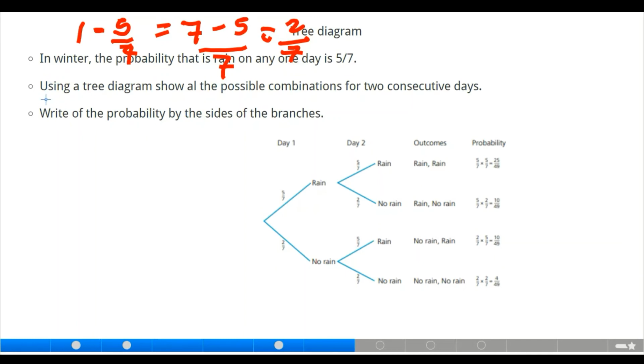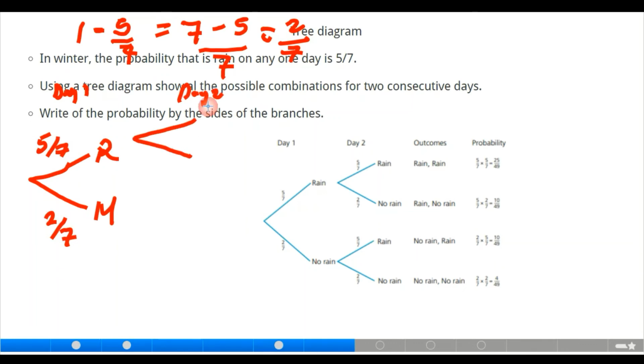The probability that it will not rain is 2 over 7. So for the first day, we are going to draw our tree diagram. It will rain, let's represent it as R. It will not rain, let's represent it as N. So we have this to be 5 over 7, and we have this to be 2 over 7. So that's for day 1. Day 2 as well. For day 2, either it rains or it will not rain. So remember that we said the probability that it will rain is 5 over 7. Now, the probability that it will not rain will be 2 over 7 here. The probability that it will rain is 5 over 7 here, and the probability that it will not rain is 2 over 7.